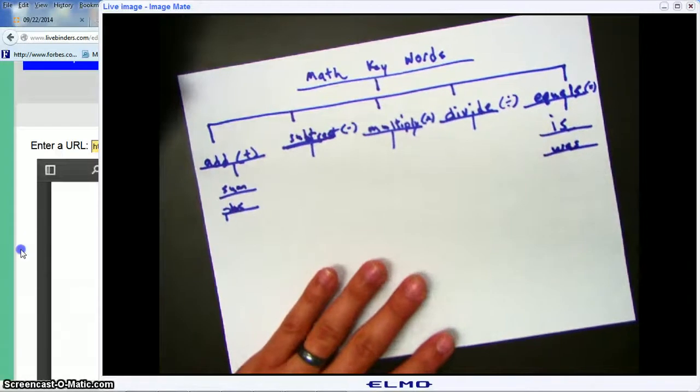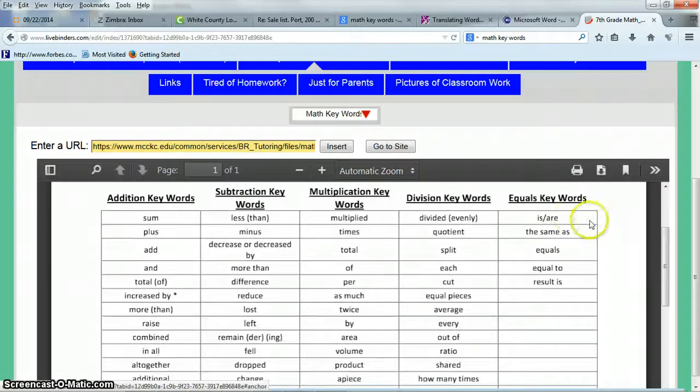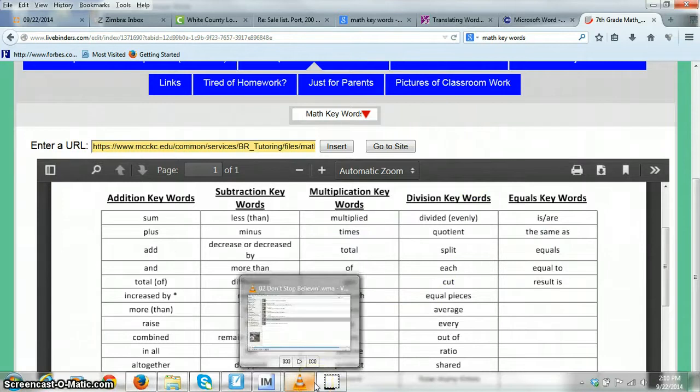So when you look at this chart here, and I don't know how good you are with verb tenses because I don't teach language arts to you, but is, are, was, will be, any tense of that verb actually would mean equals as well. So pause the video, fill in your tree diagram, restart it, and we're going to go through a few problems together.